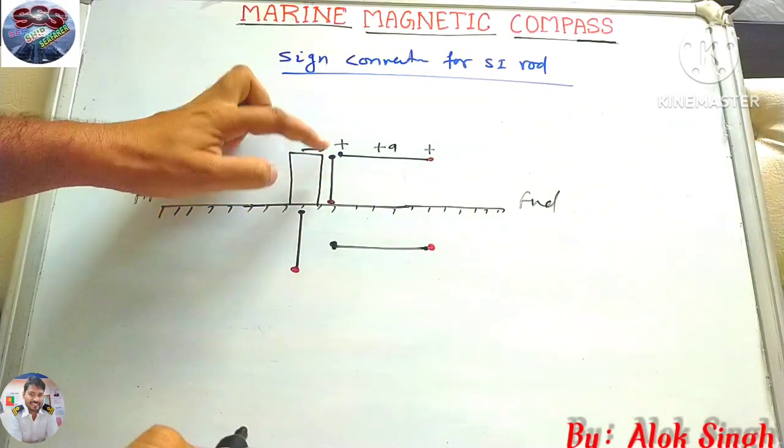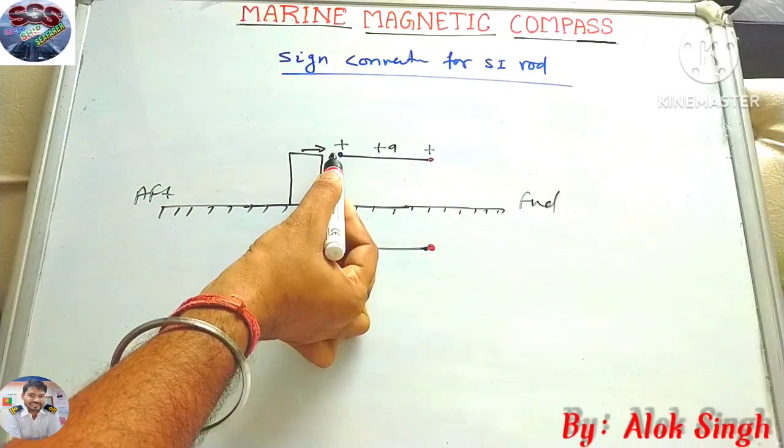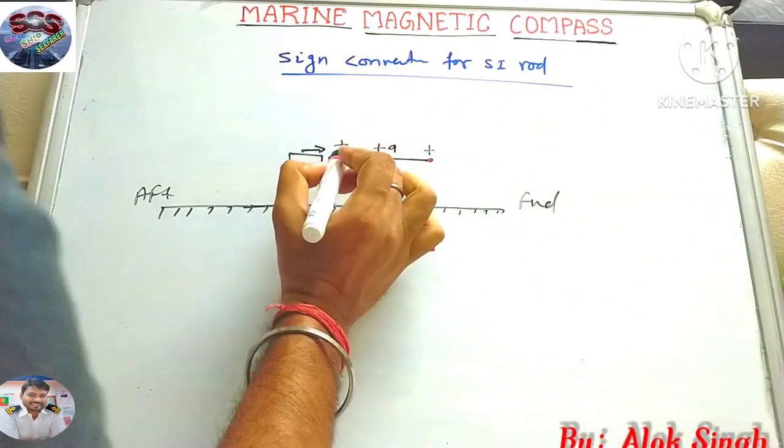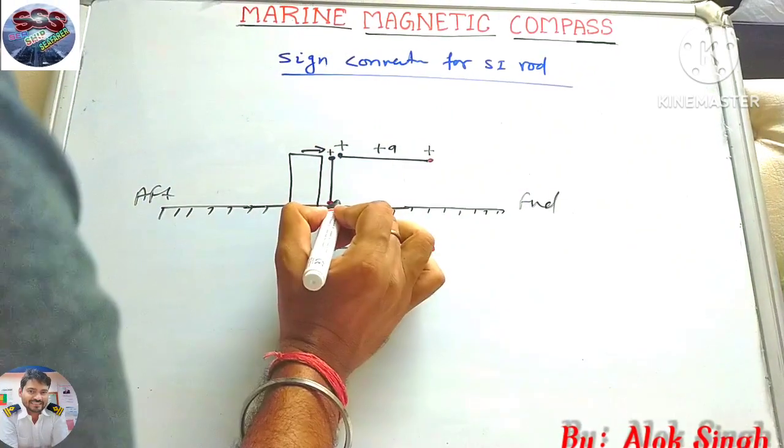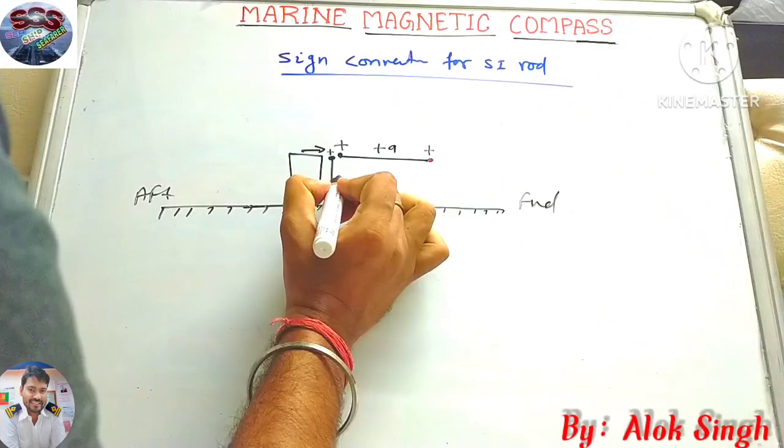Now we talk about this rod, the one which is vertical. The effective pole is forward of the compass, so this one will become positive, and the further pole is below the effective pole, so this one also becomes positive, so this will become plus C.